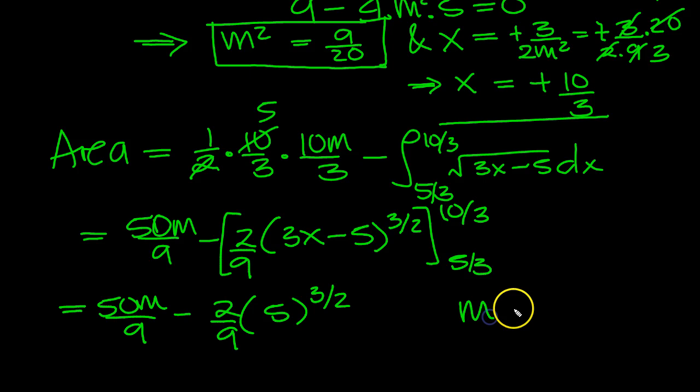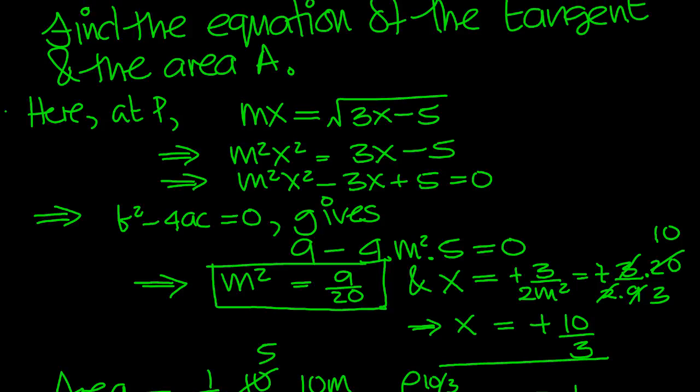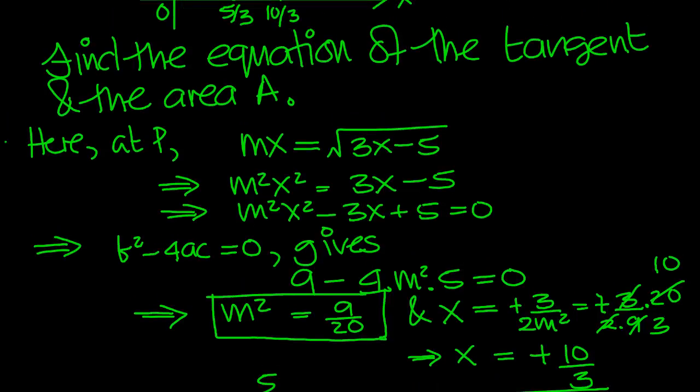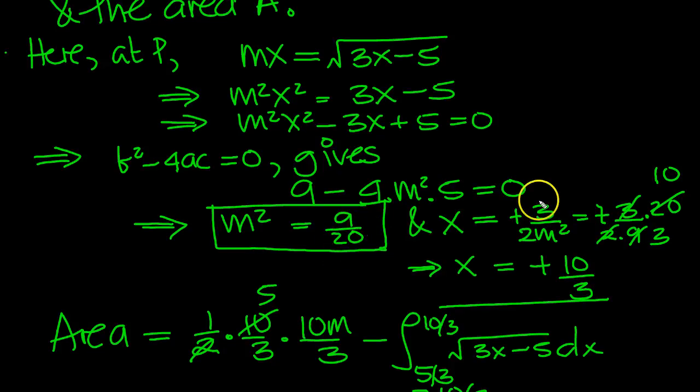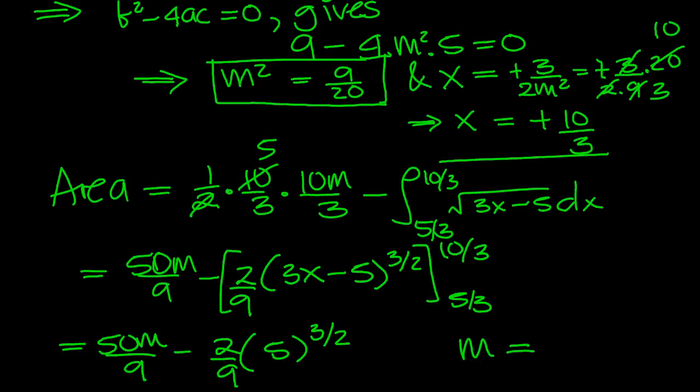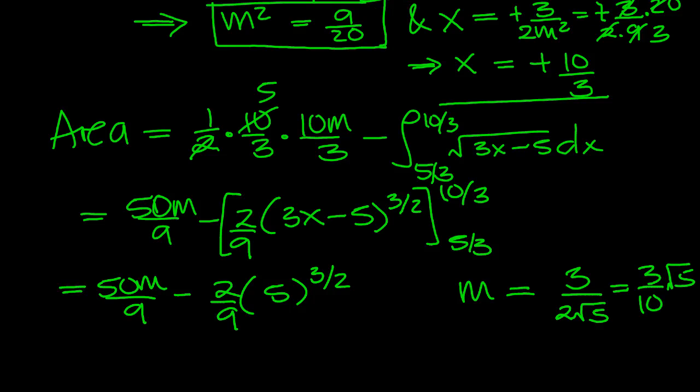So m, what is m? Let's have a look at m. M squared is, what was it? It was here somewhere. 9 over 20. So it would be the square root of 9 over 20, so it's 3 over 2 root 5. Times by root 5 top and bottom, 3 root 5 over 10. So that's what we've got then for m.